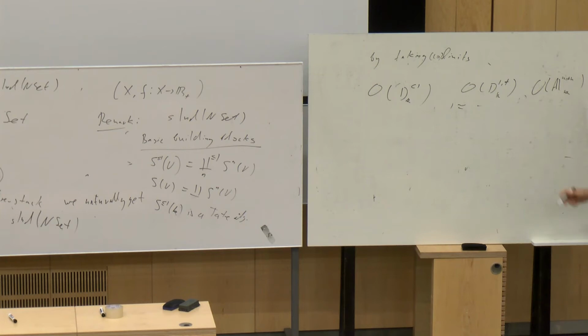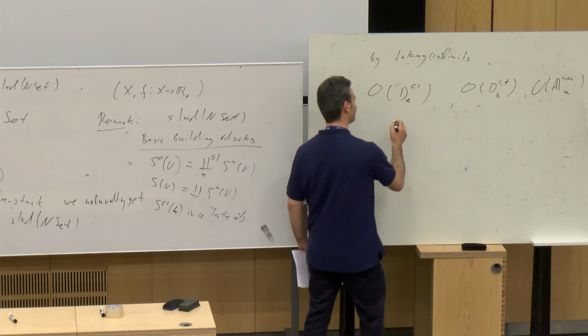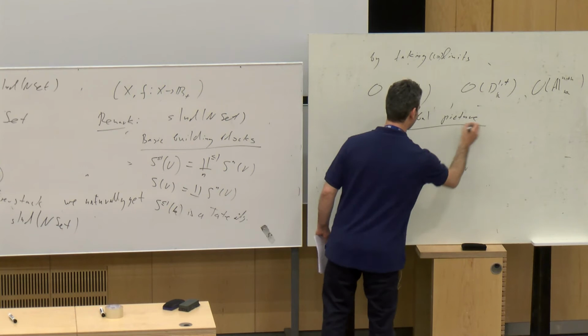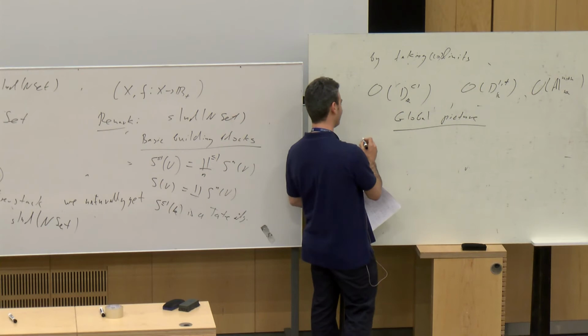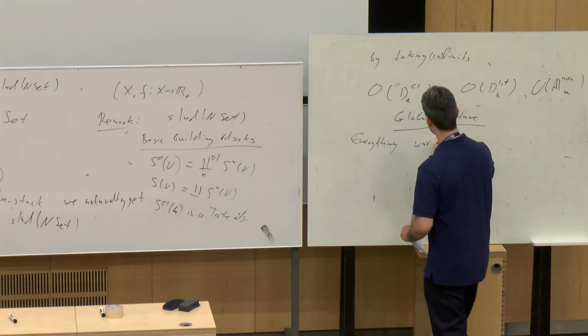Now maybe I'll finish with, I told you that there's also a global picture, and there's something very interesting going on here. The point is that everything works. Well, you have to check, but if instead of a field, you just use Banach rings.